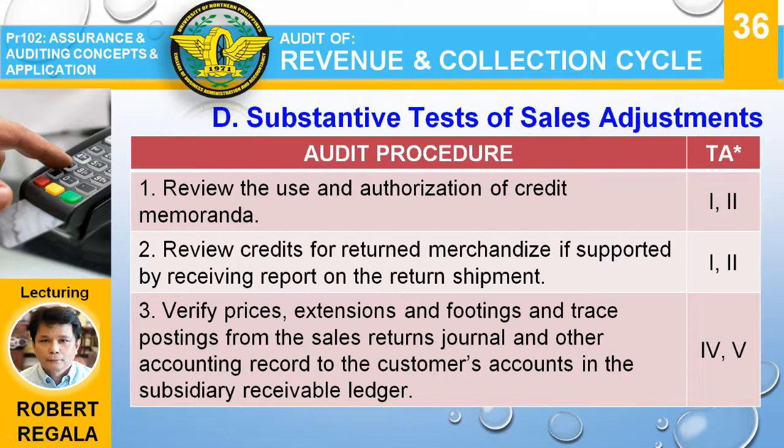Number 2, review credits for returned merchandise if supported by receiving report on the return shipment. Number 3, verify prices, extensions, and footings and trace postings from the sales returns journal and other accounting record to the customer accounts in the subsidiary receivable ledger.